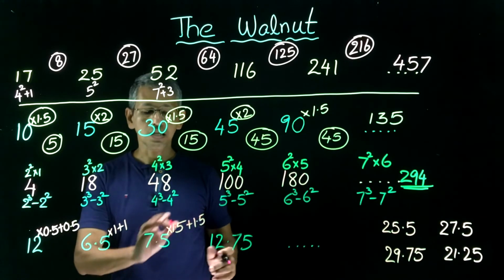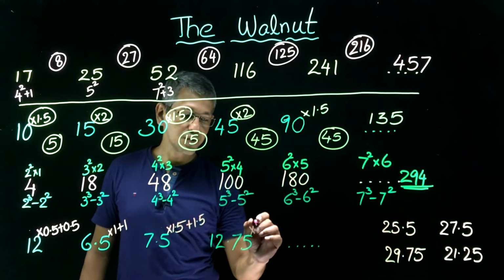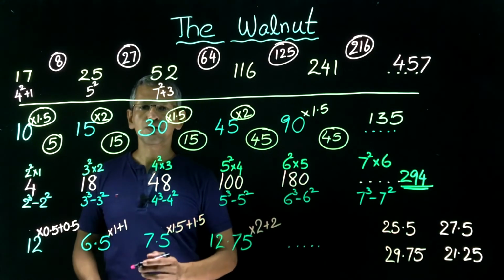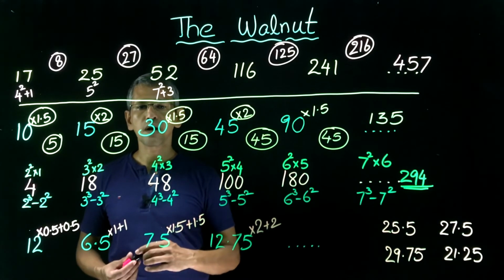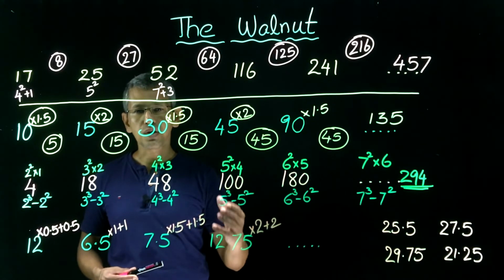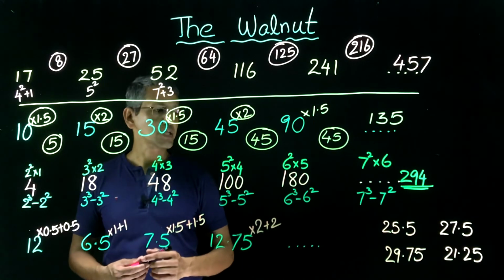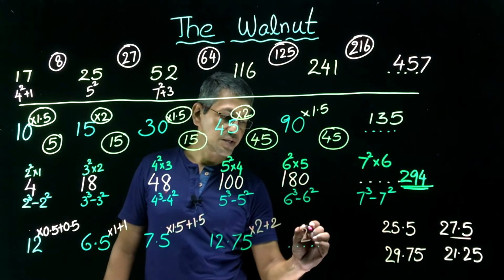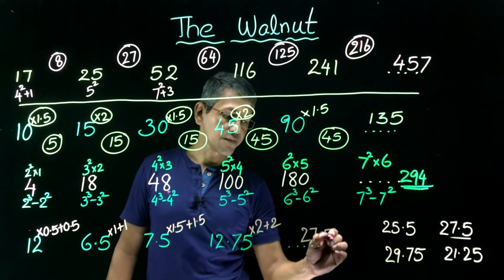That means we can continue with this pattern. Next one must be into 2 plus 2. So 12.75 into 2. 12 into 2, 24. 0.75 into 2, 1.5. So 25.5 plus 2, 27.5. The answer right here. So the answer for this question is 27.5.